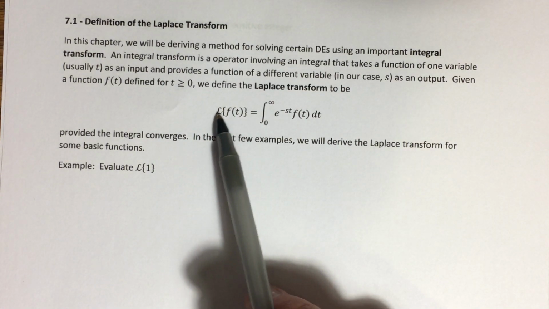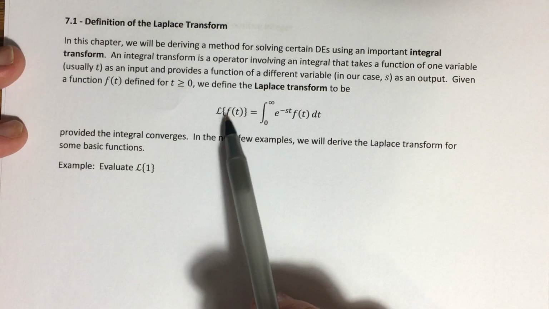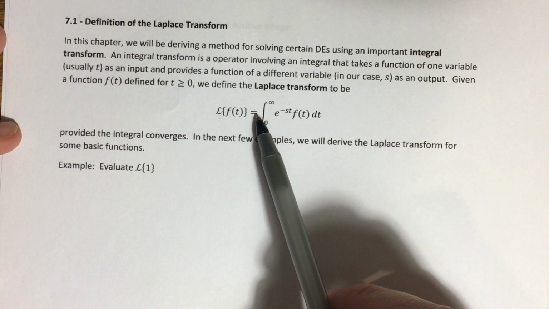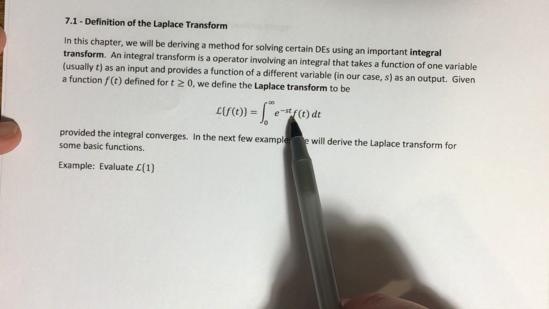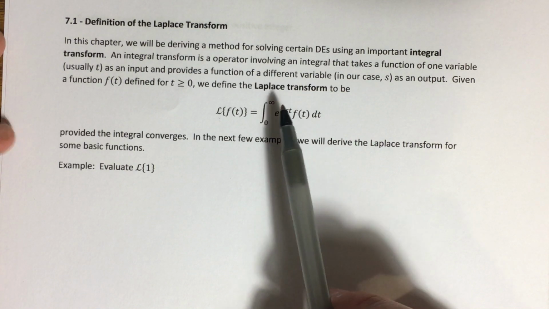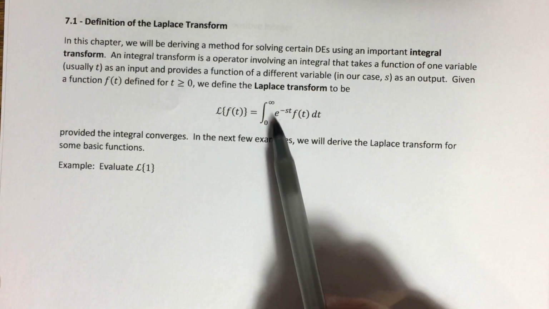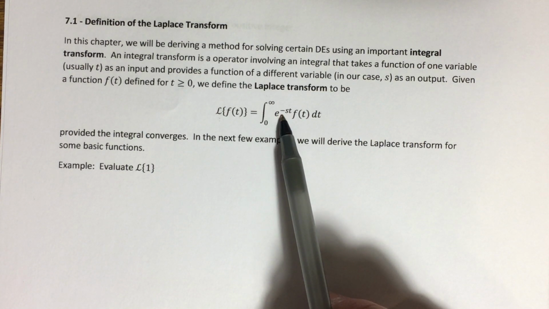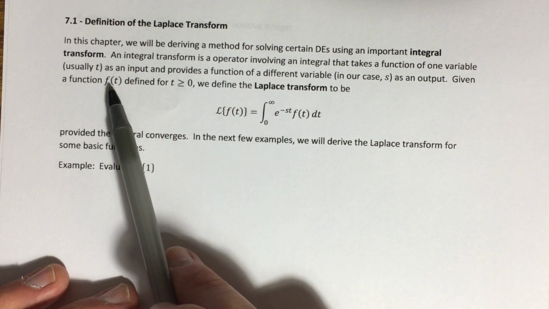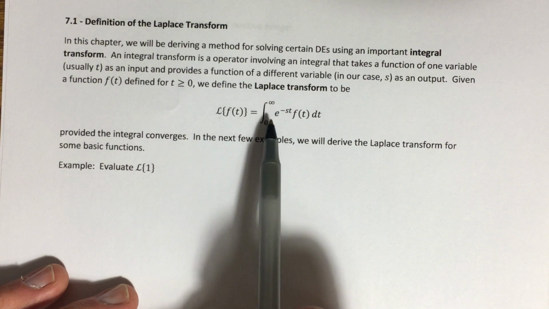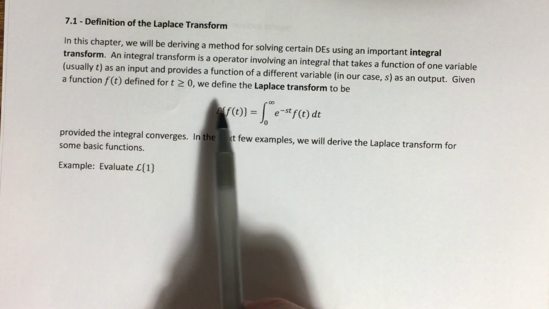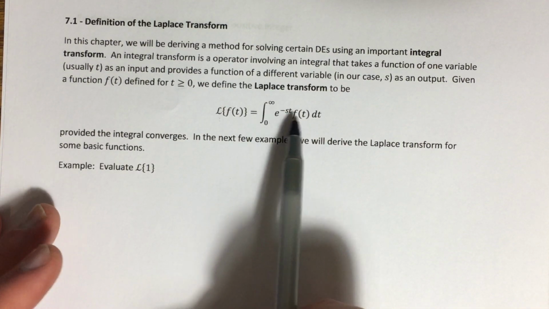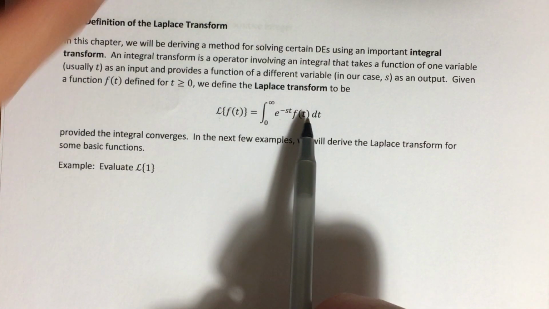But anyways, it's this capital L of f of t, and what it does is it integrates this function, e to the negative st times f of t dt, and the integral goes from 0 to infinity. So it's a definite integral, and it's defined because, again, f of t is defined on that interval from 0 to infinity. Any exponential function we know is defined everywhere, so this is well defined, it's valid.